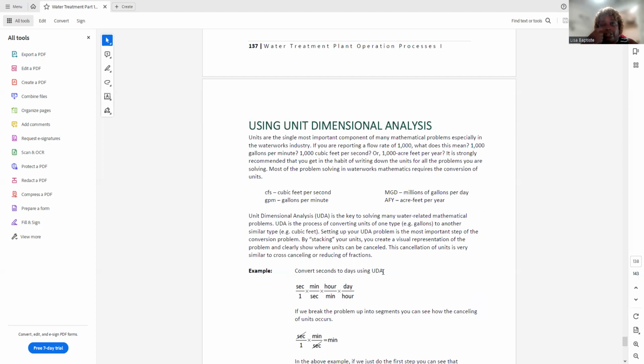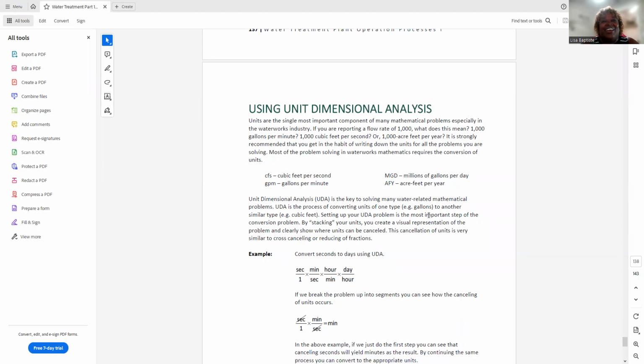You will see conversions in that class as well as a water distributions class. And so understanding unit dimensional analysis in this first class will help you, okay? And so a few things, because we do a lot of abbreviations, it's important to understand what these abbreviations represent. CFS represents cubic feet per second. GPM stands for gallons per minute. MGD stands for millions of gallons per day. And AFY stands for acre feet per year.